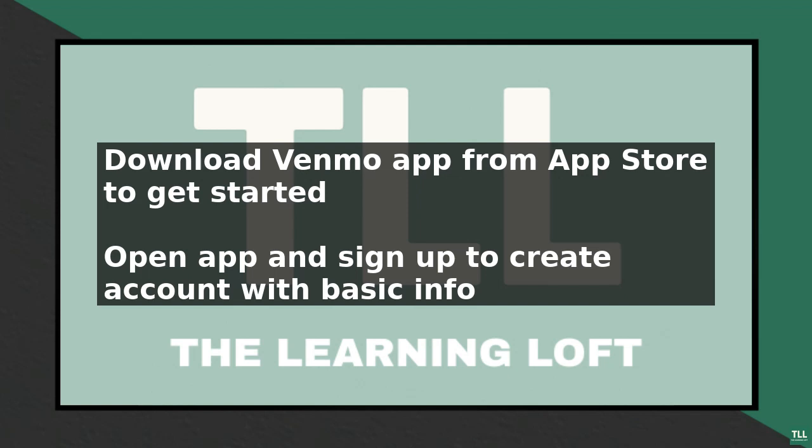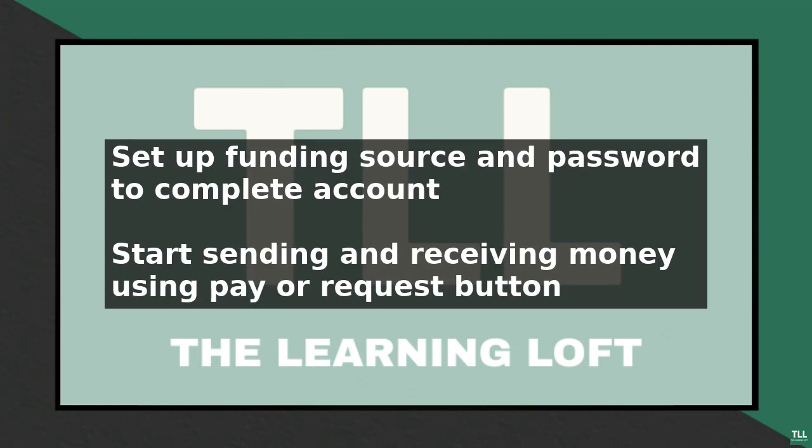To get started, you will need to download the Venmo app from the App Store. Once you have downloaded the app, open it and tap on Sign Up to create an account. You will need to provide some basic information such as your name, email address, and phone number. You will also need to create a password and add a funding source, such as a bank account or credit card. After you have set up your account, you can start using Venmo to send and receive money.